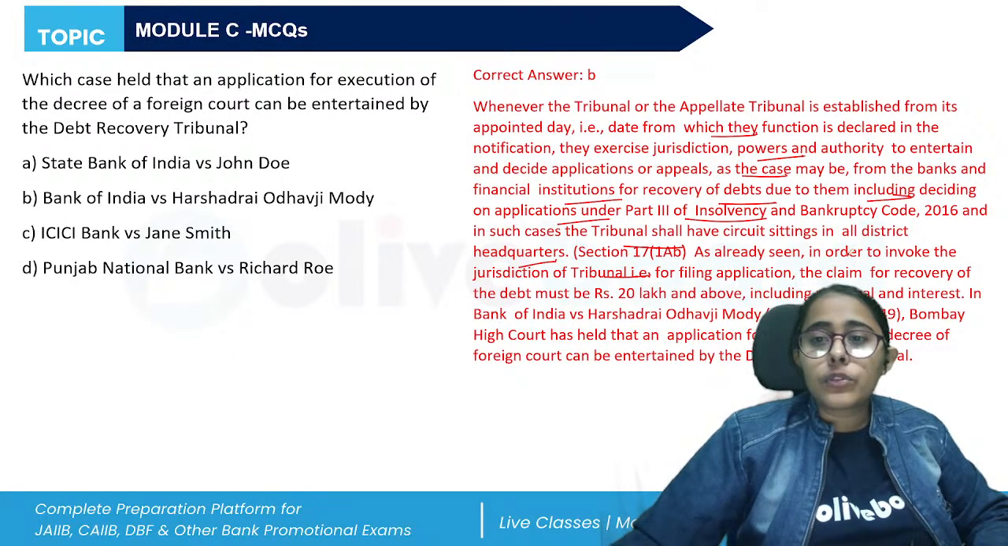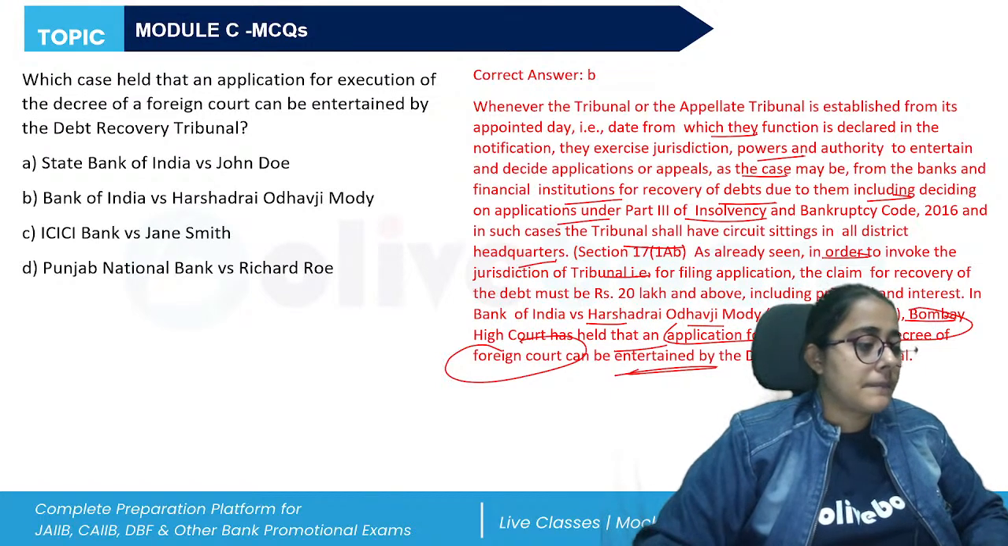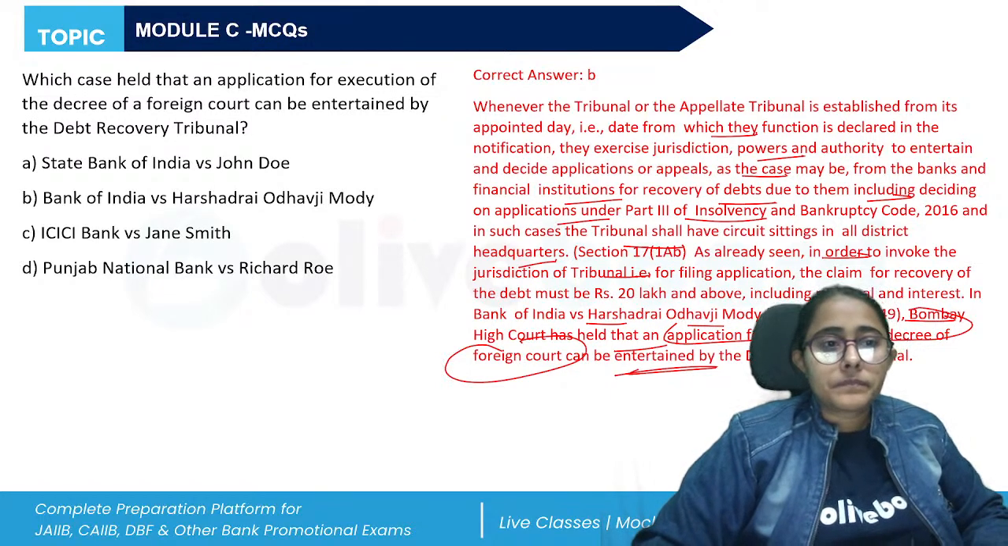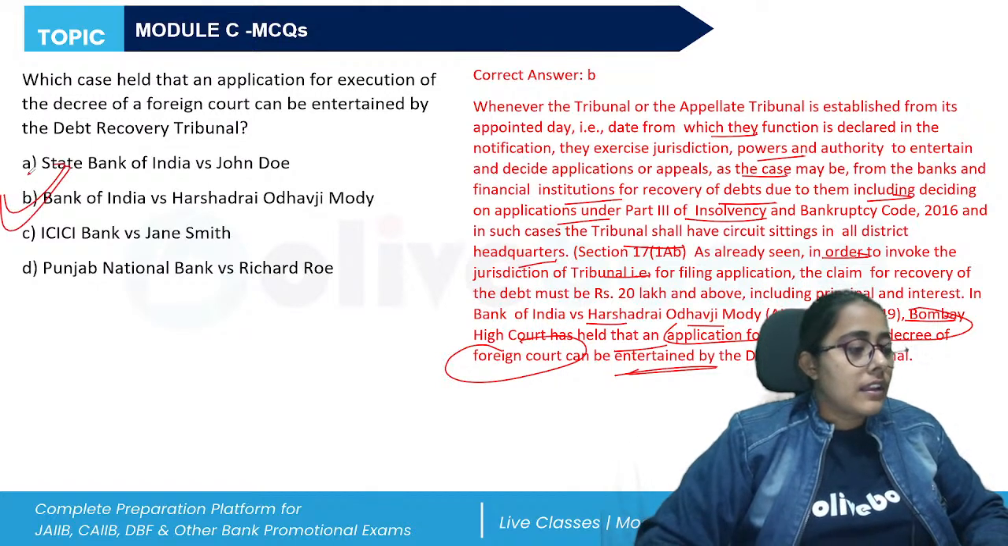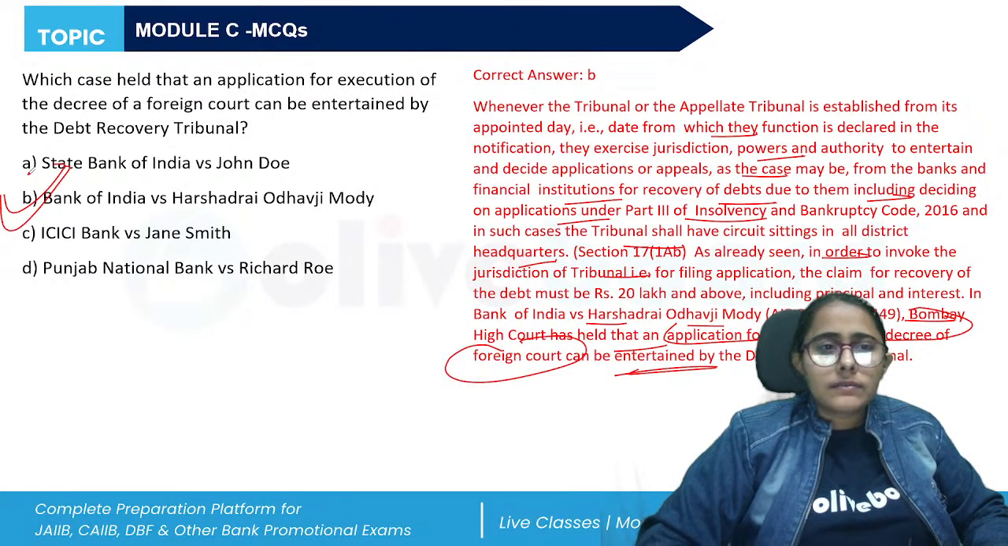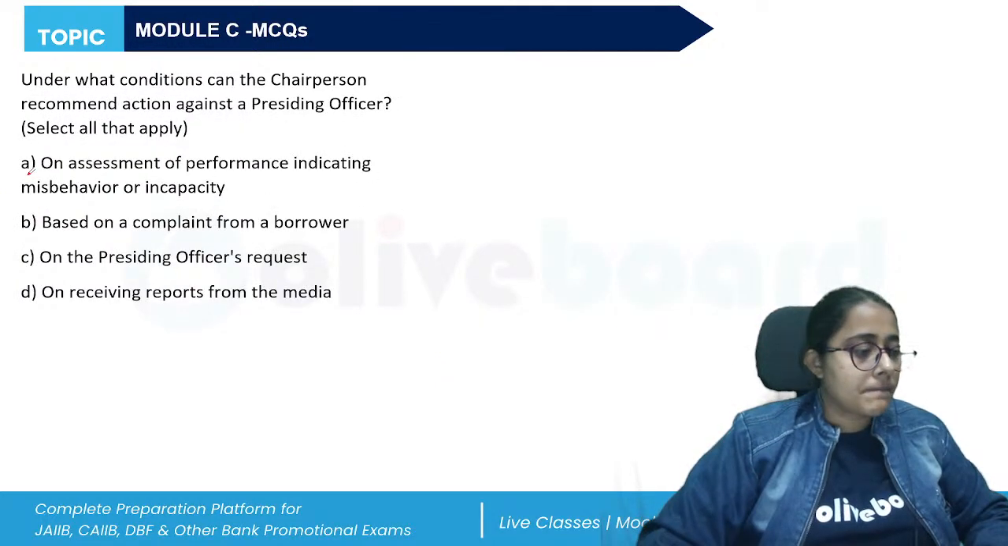Then, in order to invoke the jurisdiction of the tribunal, in Bank of India versus Harshabhai Odavi Modi, the Bombay High Court has held that an application for execution of a decree of a foreign court can be entertained by the DRT. Alright, so this is a very famous and important case. The Bombay High Court held that an application to the DRT can be made for a foreign court decree as well.